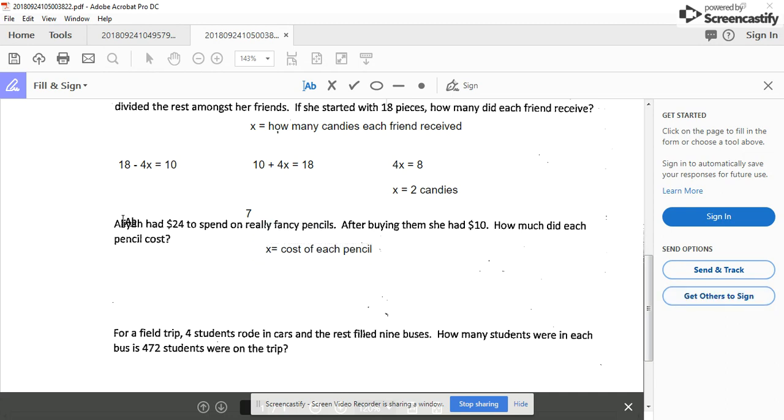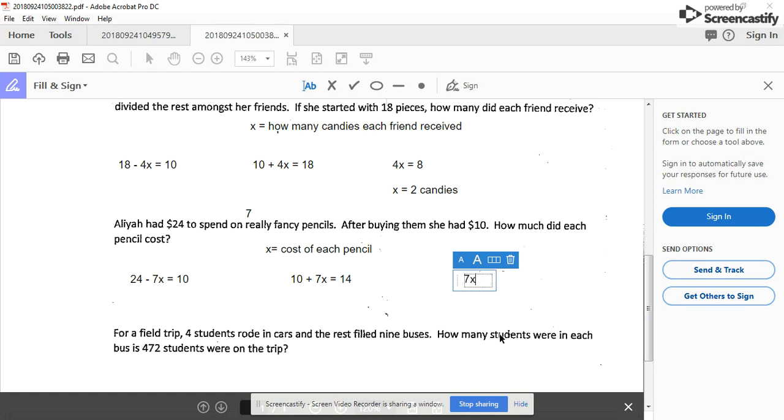So this is similar to the last one. There's actually 2 equations that could make sense. You could either say, well, she has 24. She's going to spend 7 pencils that each cost x dollars, and in the end she'll have $10 left. Or you could say she has $10, she's going to add to it 7x, 7 pencils that each cost x, and it's going to equal 24. So those are the 2 equations I'm looking for. And let's just think about solving this one.